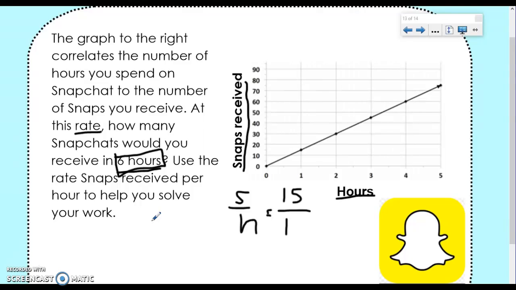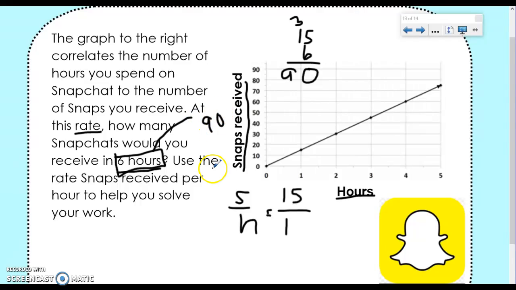And when we touch base on this, after you answer those questions, in 6 hours, I know all I need to do is multiply by 6. 1 hour was 15, so 15 snaps in 1 hour times 6, well, 15 times 6, 6 times 5 is 30, carry your 3. 6 times 1 is 6 plus 3 is going to give me 9, or 90. So 6 hours is 90. 90 snaps, that's a lot of snaps, okay?